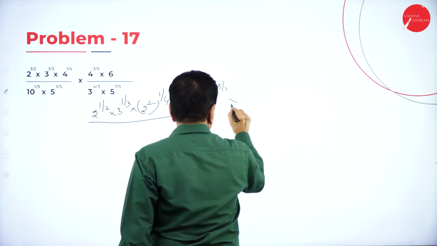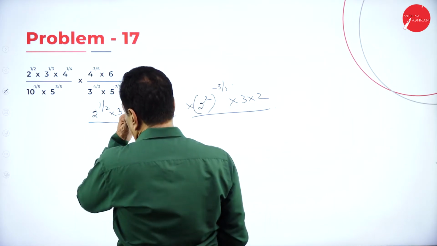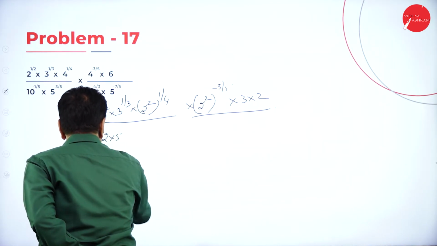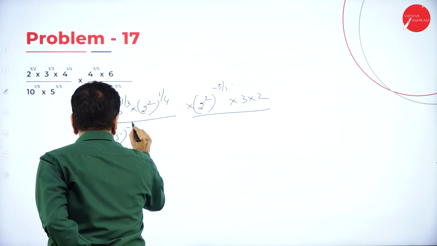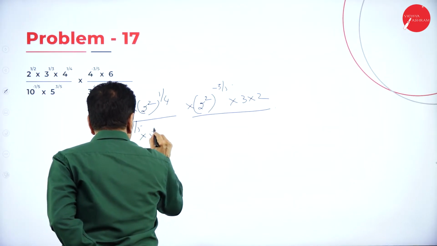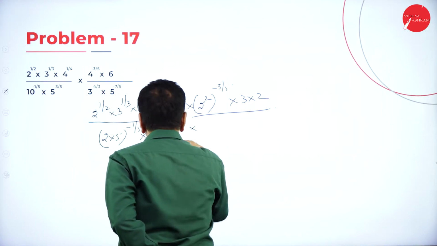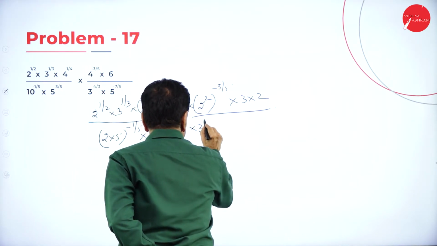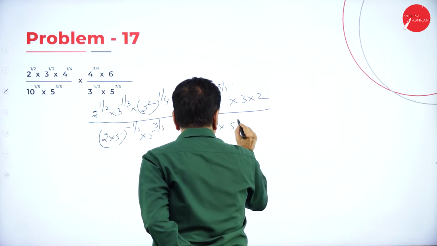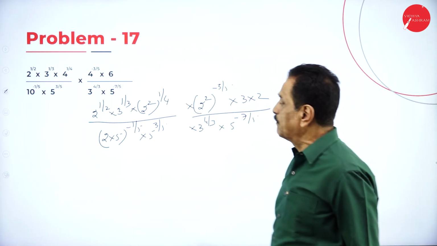6 can be written as 3 into 2 divided by 2 into 5 to the power of minus 1 by 5 into 5 to the power of 3 by 5 into 3 to the power of 4 by 3 into 5 to the power of minus 7 by 5. Simplify this.